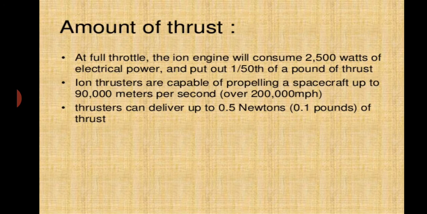Next, the amount of ion thrust. At full throttle, the ion engine will consume 2500 watts of electric power and put out one-fiftieth of a pound of thrust. Ion thrusters are capable of propelling a spacecraft up to 90,000 meters per second. Thrusters can deliver up to 0.5 newtons of thrust.